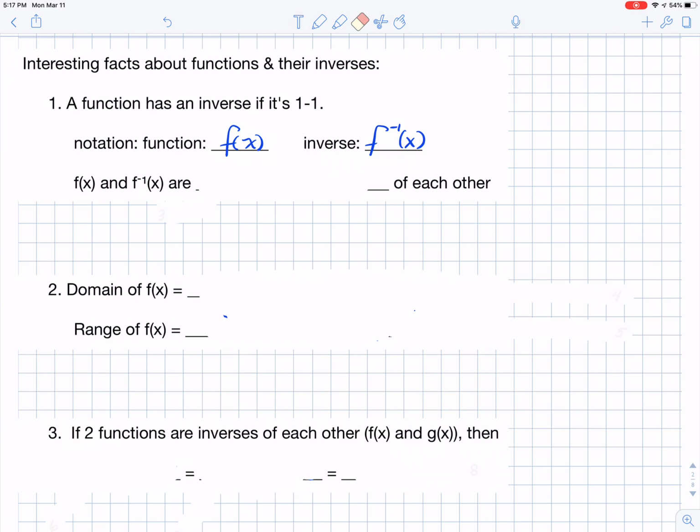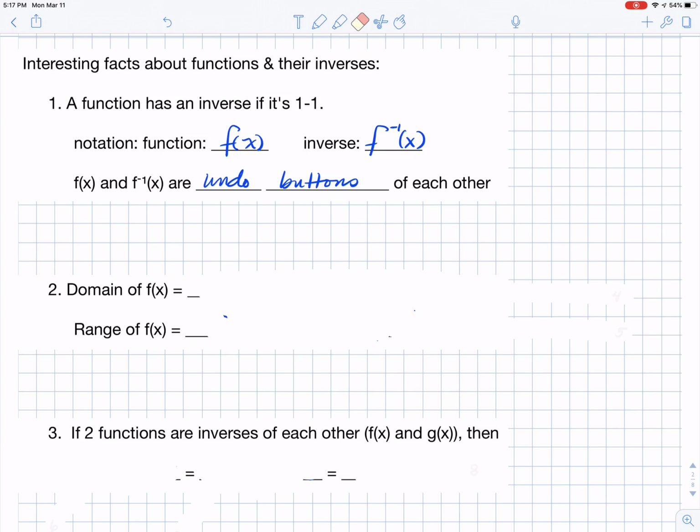And the thing to note here in this interesting fact is that f and f inverse are going to be undo buttons of each other. That's what an inverse is, folks. It's something that undoes my original function.